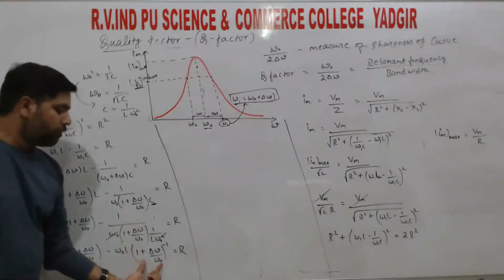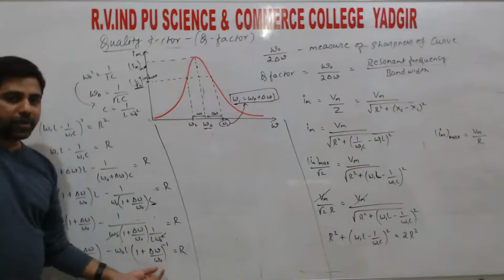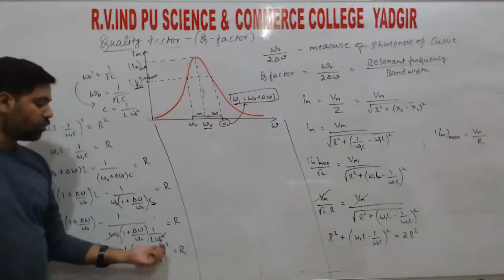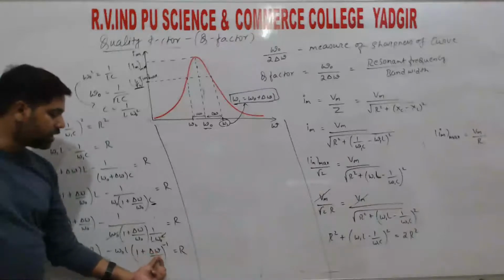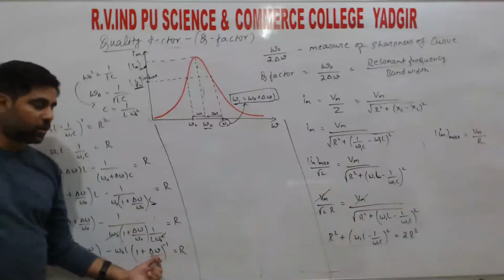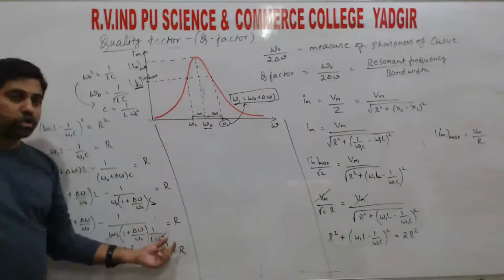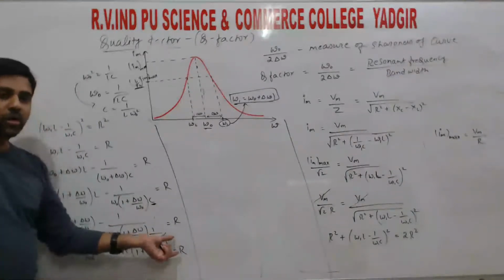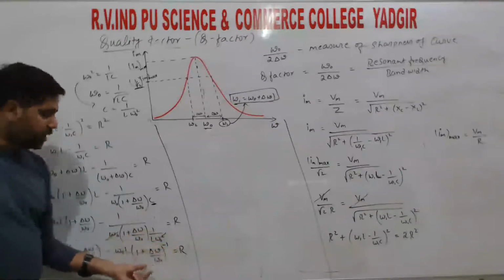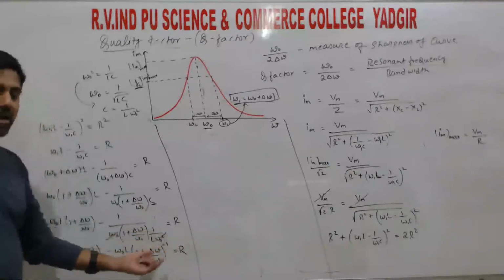So this we are going to expand, that is (a + bx)^-1. If we expand this one, we get 1 minus delta omega by omega naught plus (delta omega by omega naught) whole square. As delta omega is very small, the square terms also have very small values, so we can neglect the higher order terms.